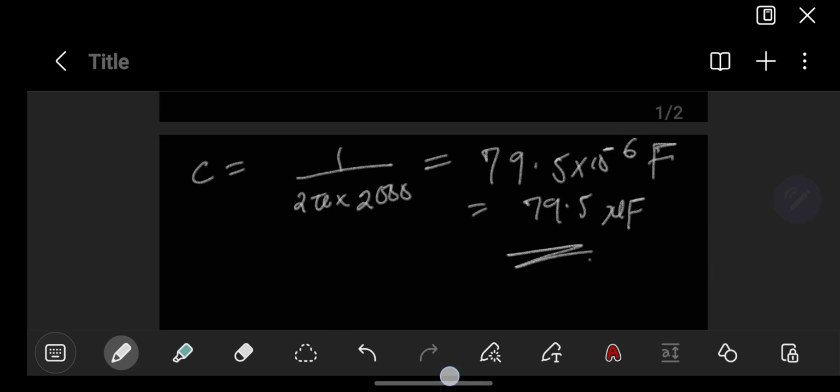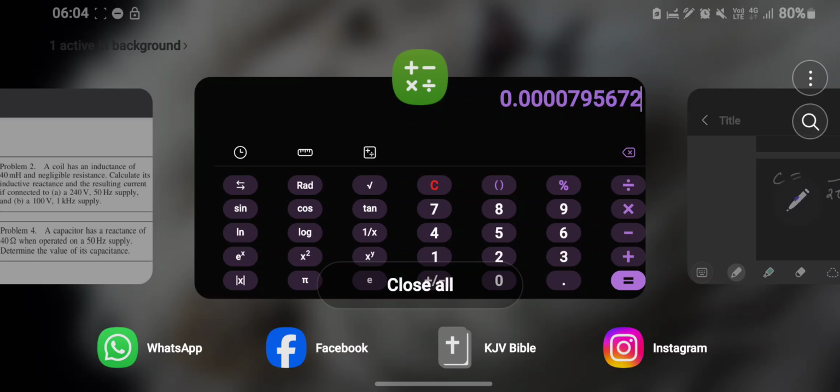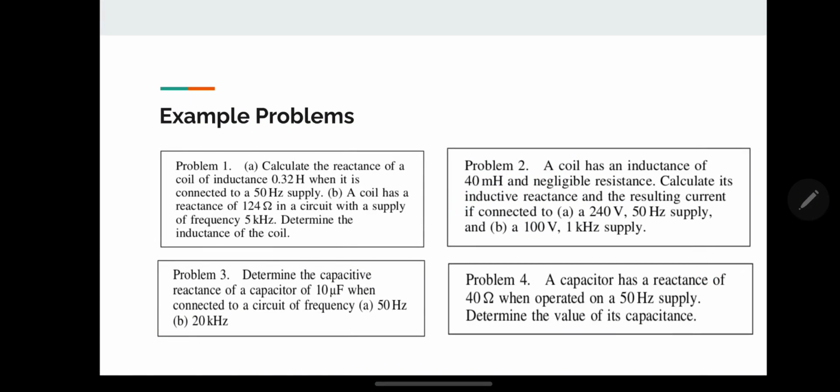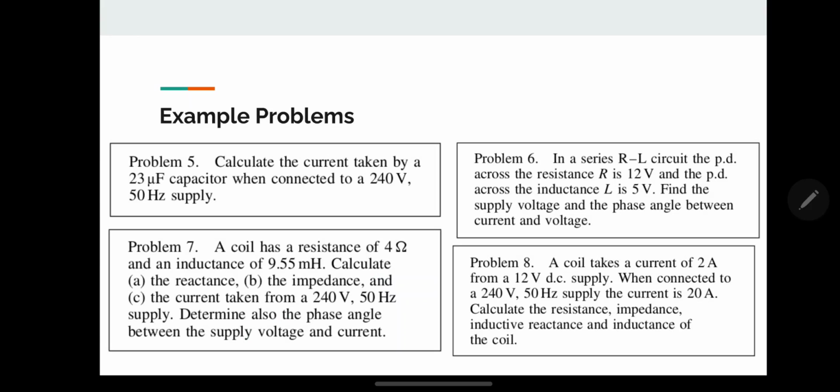Remember I said we're solving just four or five questions. So we'll look at probably another question, but not from this slide because we have others. This is another one. Let's look at problem 6. Problem 6 is quite interesting because it's talking about resistor inductor series AC circuits, which is one of the areas I explained in the last slide.